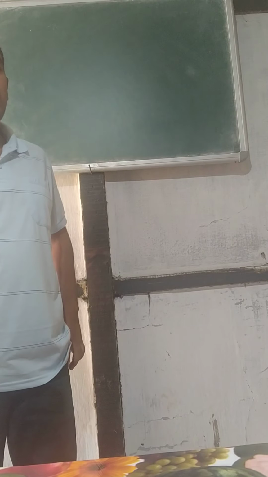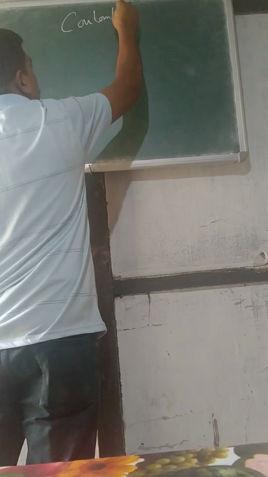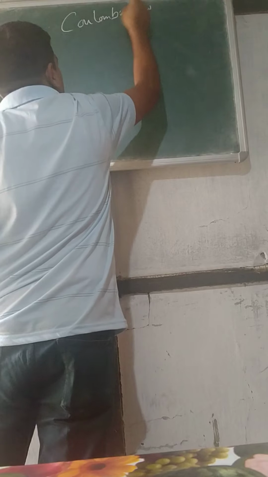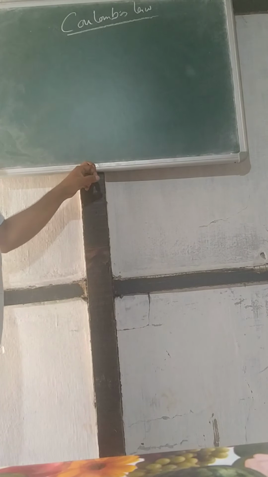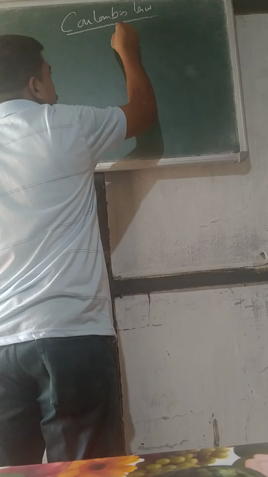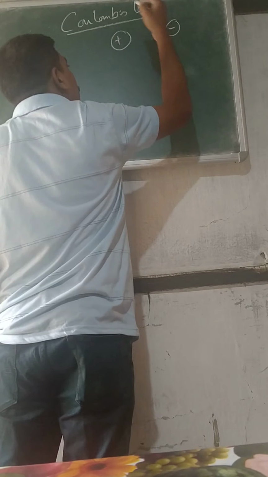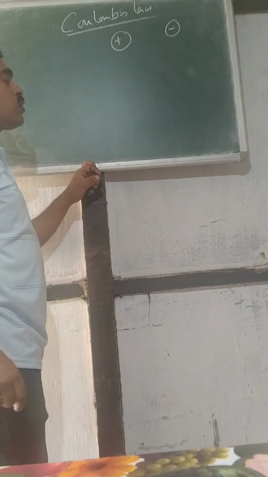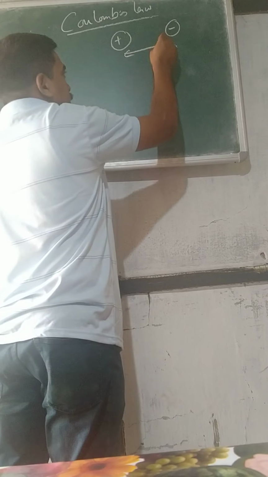Students, now we learn the first main topic of electrostatics. This is Coulomb's law. Coulomb's law means if two charges are there, either positive or negative or any amount of charge, if this is positive and negative, that is attraction.